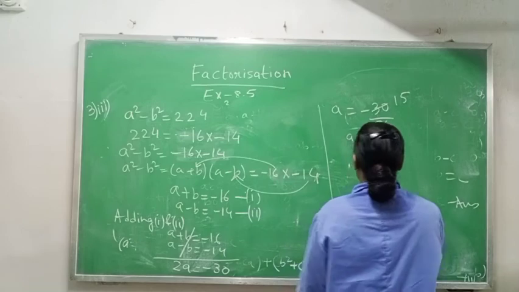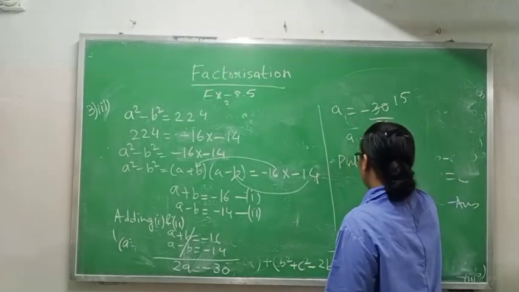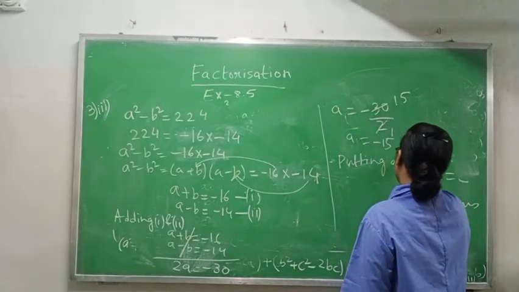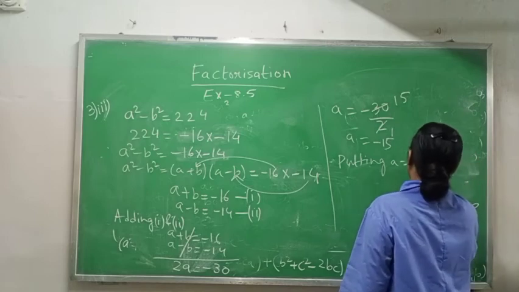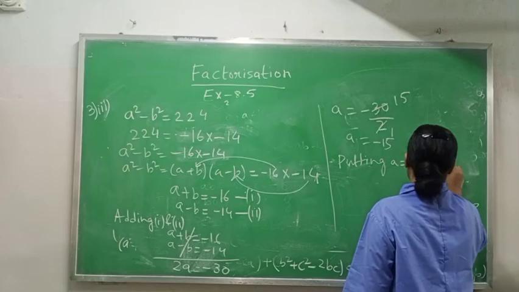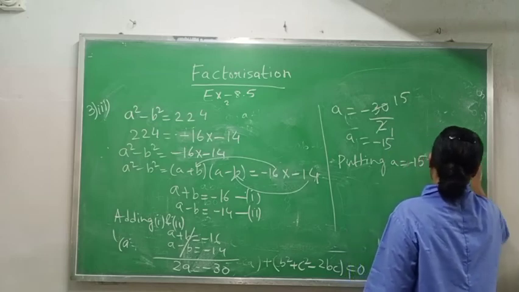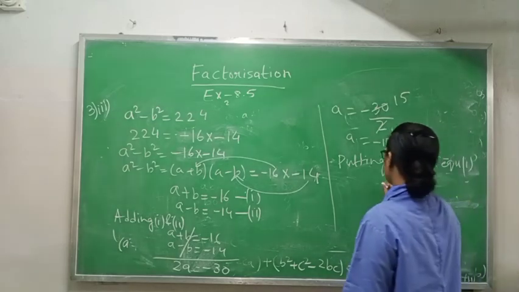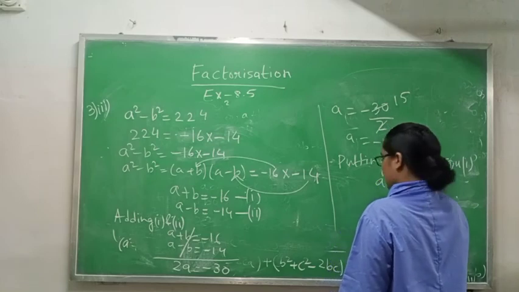Now you have to find the value of b. Now what you will write is, putting a equals minus 15 in equation 1. You can put it in equation 2 also. Both will give you the same answer.